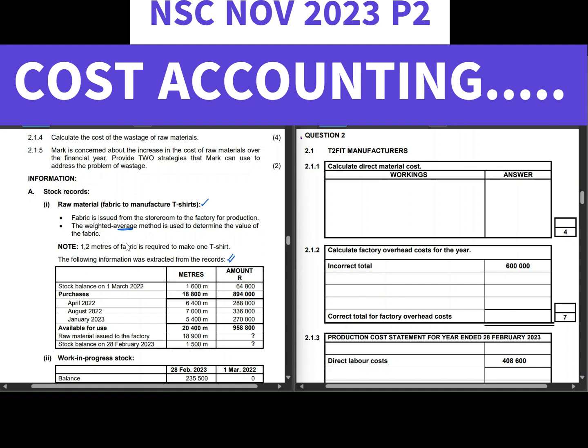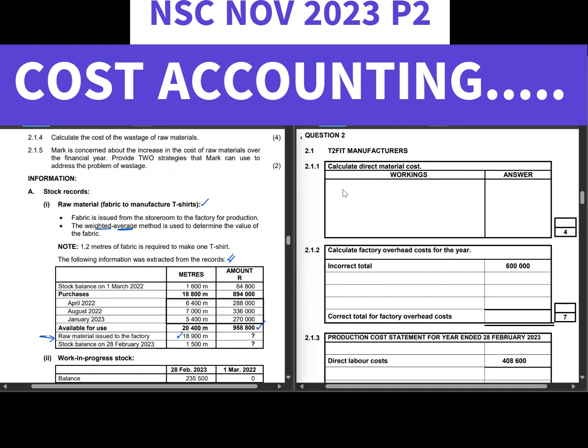Okay, so here what we need to do is to give value to these raw materials that were issued to the factory. We can see that it's 18,900 meters, but we don't know their value. We need to calculate their value using the weighted average method. And in order for us to do that, we are going to take the materials that are available for use, that is your 958,800.